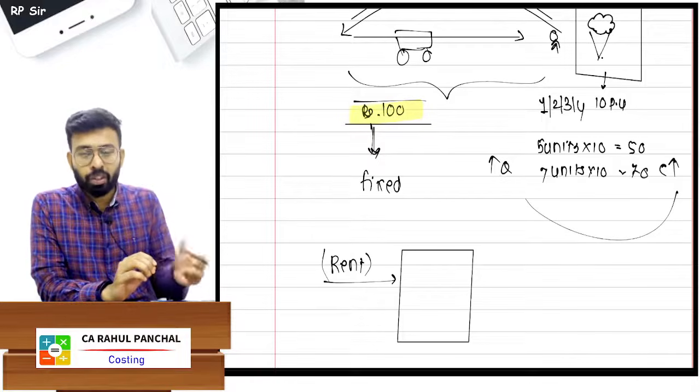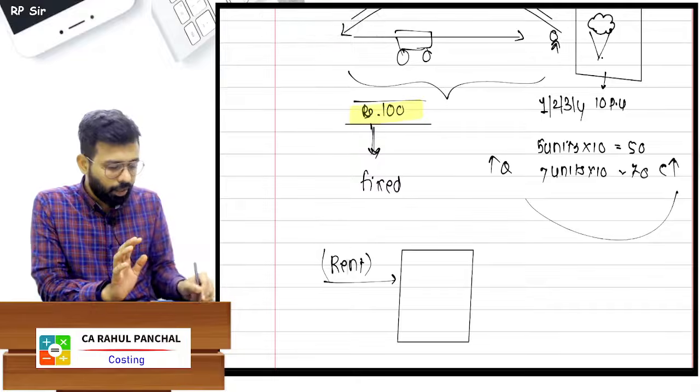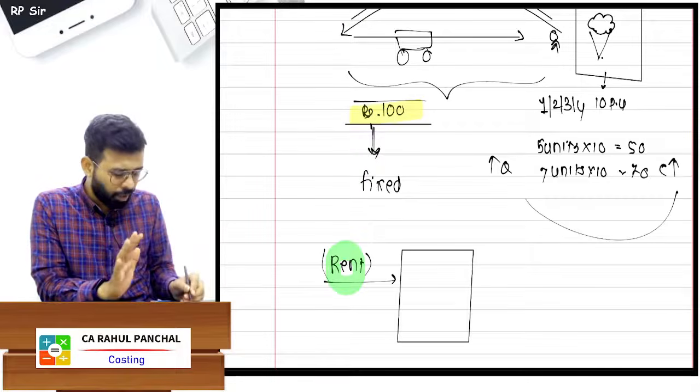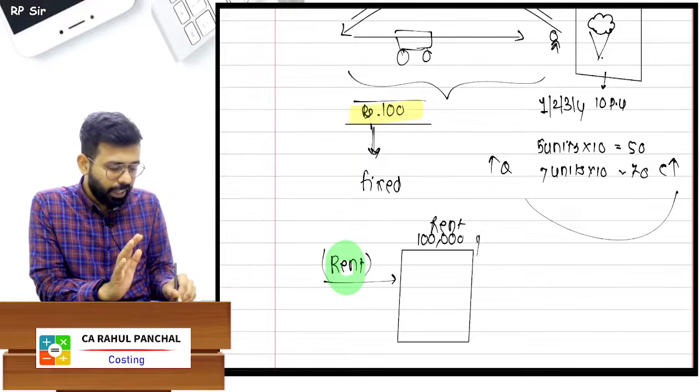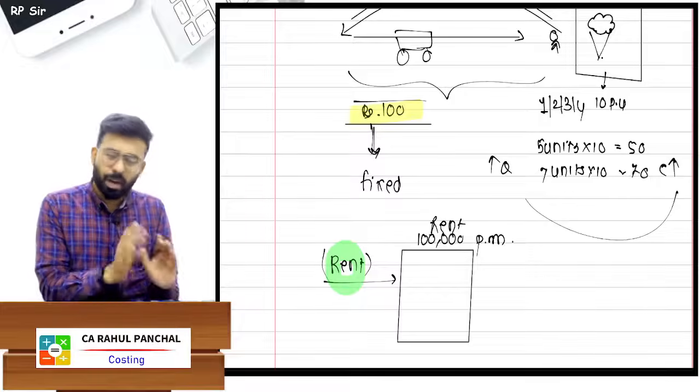Now even when I say fixed cost, everyone must have assumed rent only. Yeah sir, rent is a fixed cost, simple. Okay, now suppose you pay 1 lakh rupees as rent. Now you know that rent is always paid in totality. Let us say it is rent per month, 1 lakh rupees.